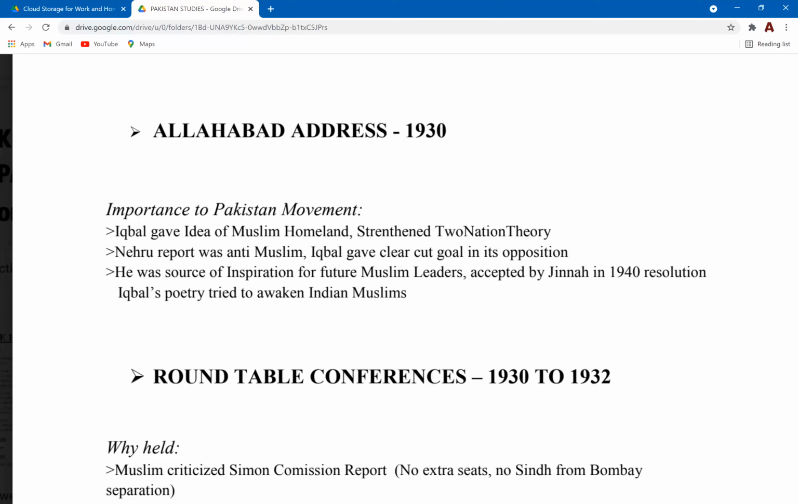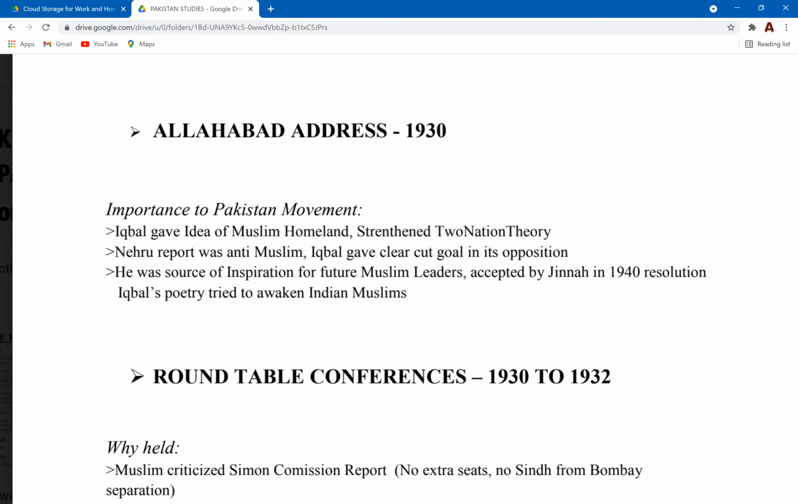This idea was based on the ideology of Sir Syed Ahmad Khan, the two-nation theory. Sir Syed Ahmad Khan had already presented this theory back in the 1800s, when, looking at the differences between the two communities, he felt the solution was only partition, a separate homeland. So the Nehru Report was anti-Muslim. This was what Allama Iqbal told the Muslims, and they knew what the points of opposition were.